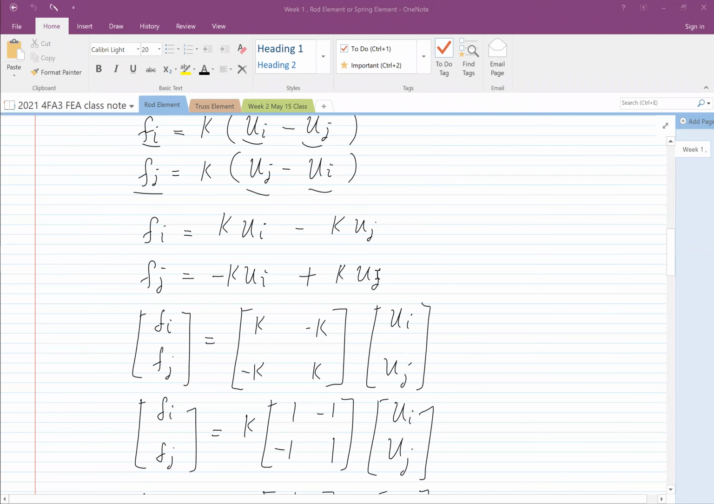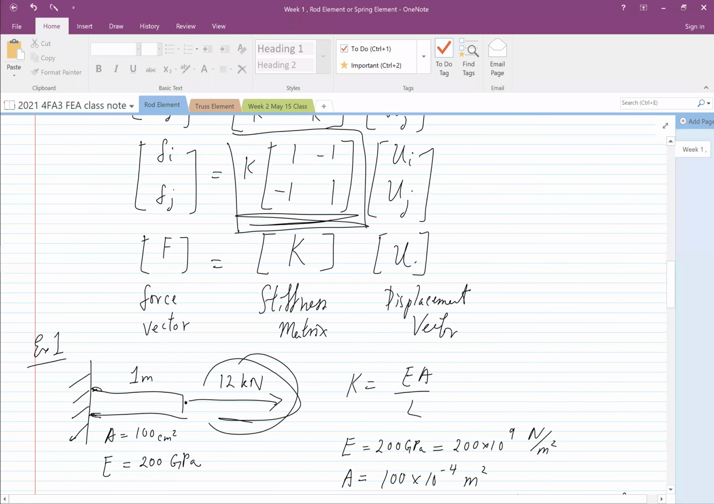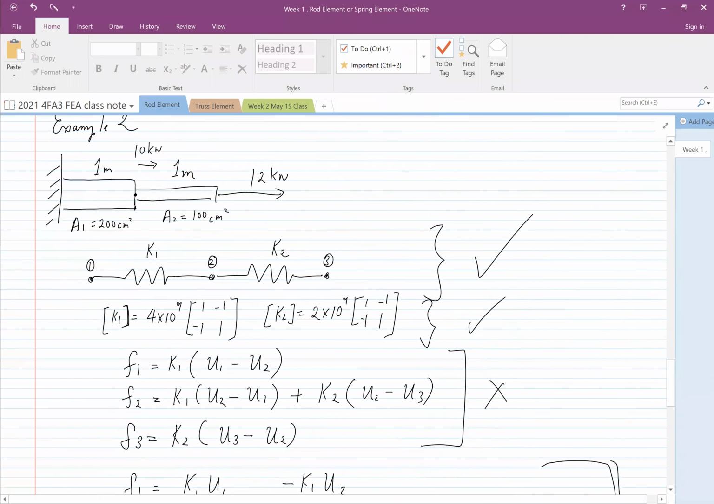So we went through the notes on how to develop the rod elements. What is the stiffness matrix for the rod element? It looks like this. That's the stiffness matrix for the rod elements, okay? And then on this, we went through some examples.